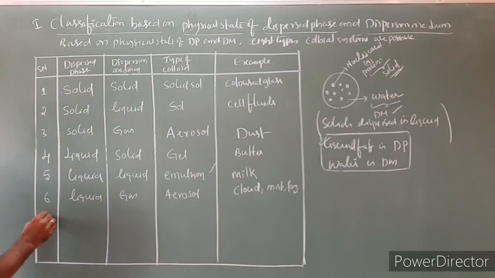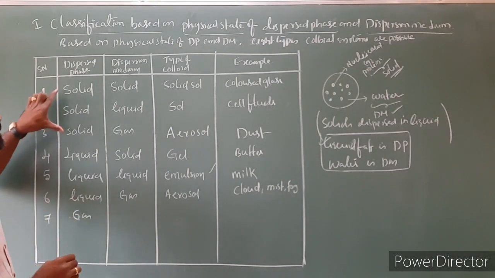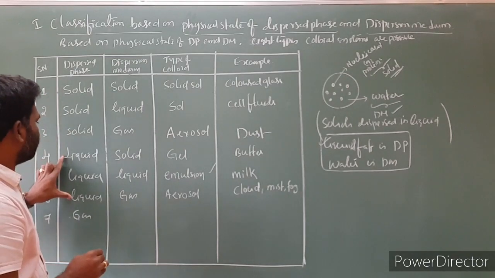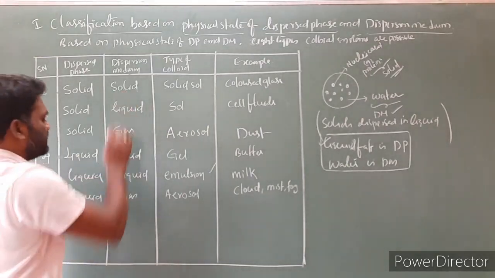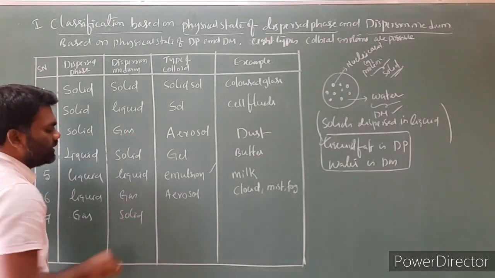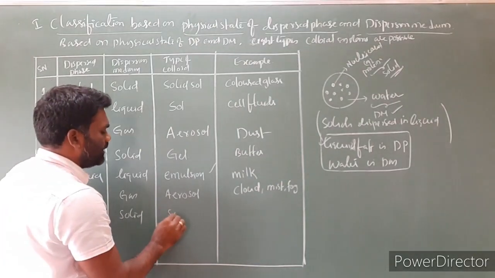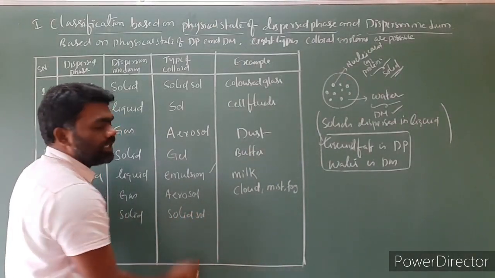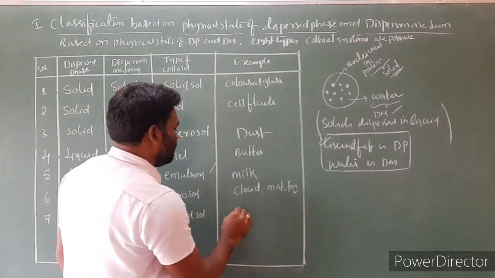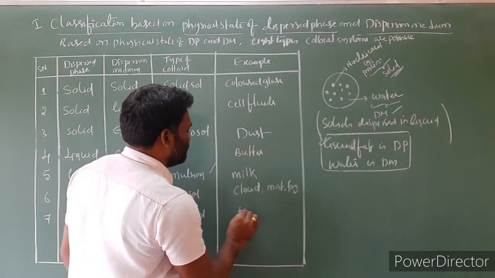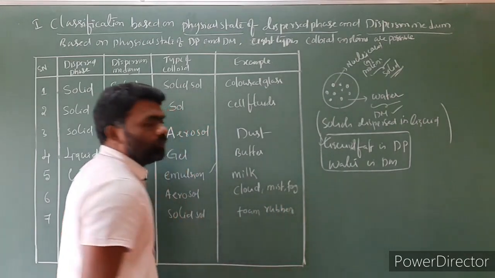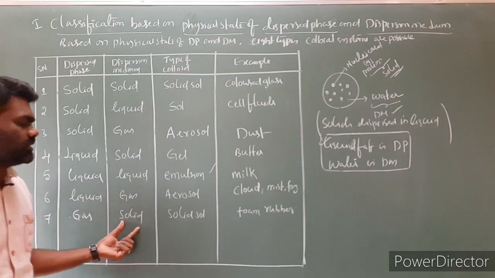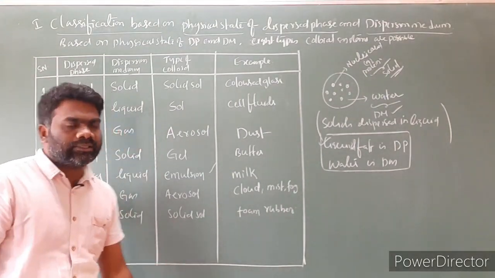Right. The next category, the seventh one, is gas. We took 3 cases of solid as the dispersion medium and 3 cases of liquid. Then the next one is gas in solid. Gas in solid, we call a solid sol. An example for this case is foam rubber. Foam rubber is an example of gas in a solid. We call it a solid sol.